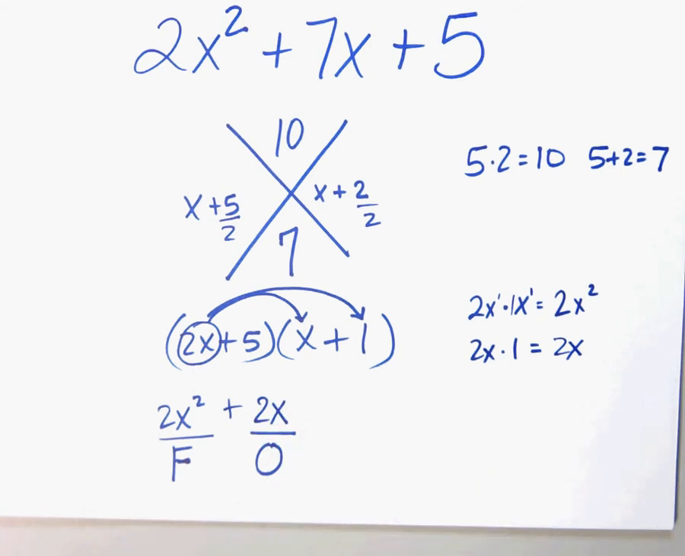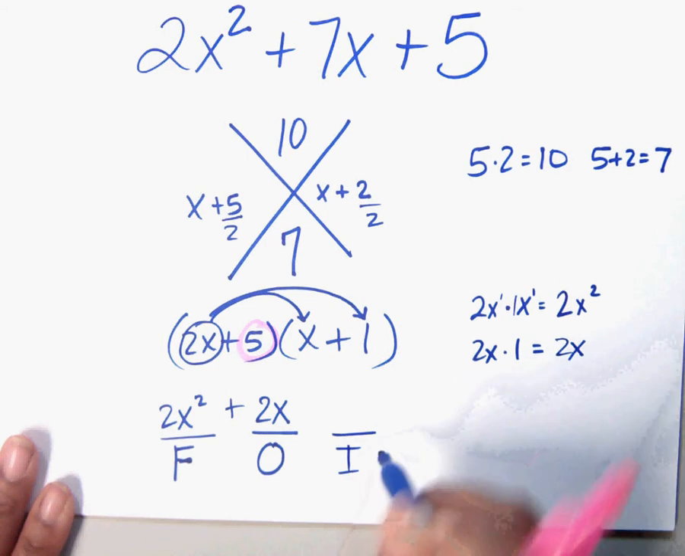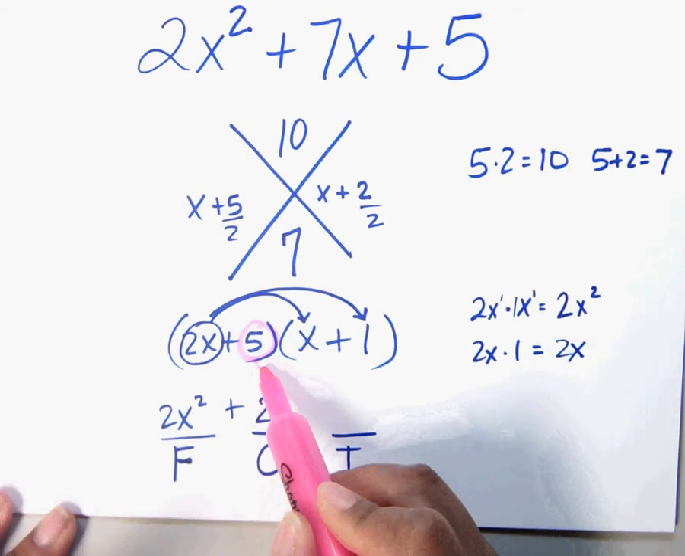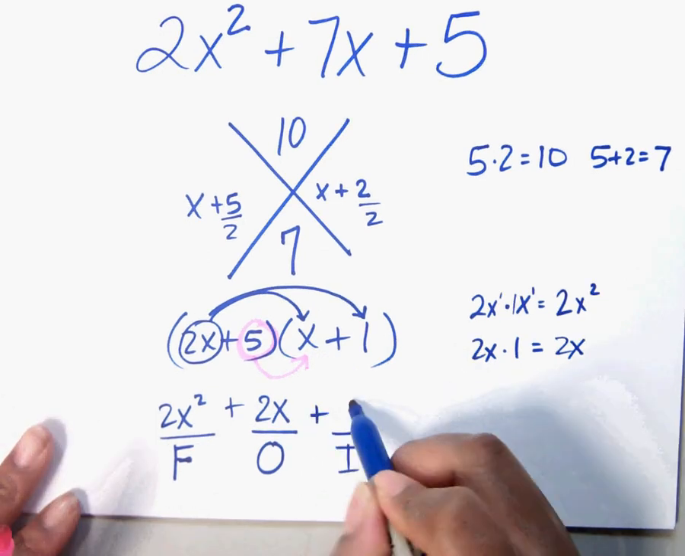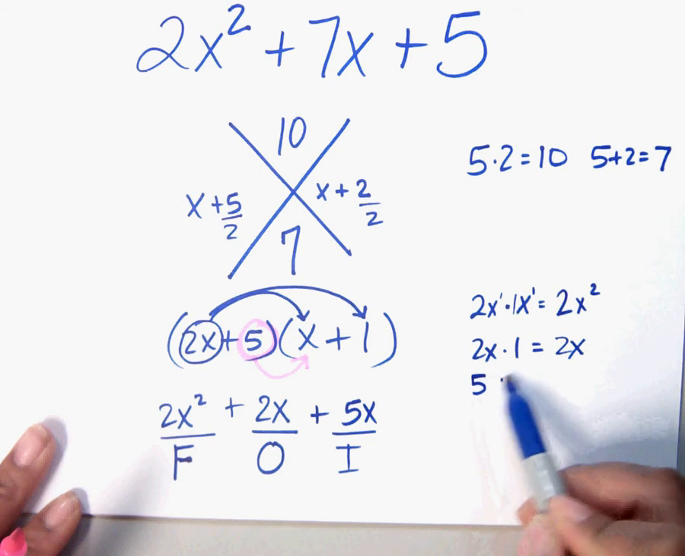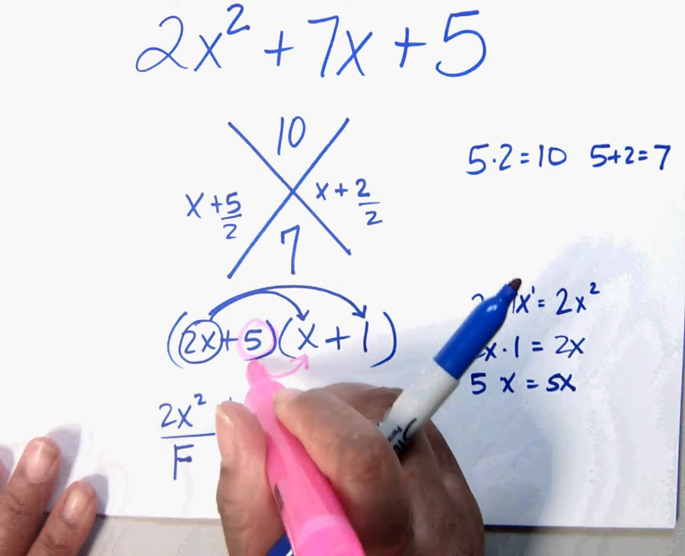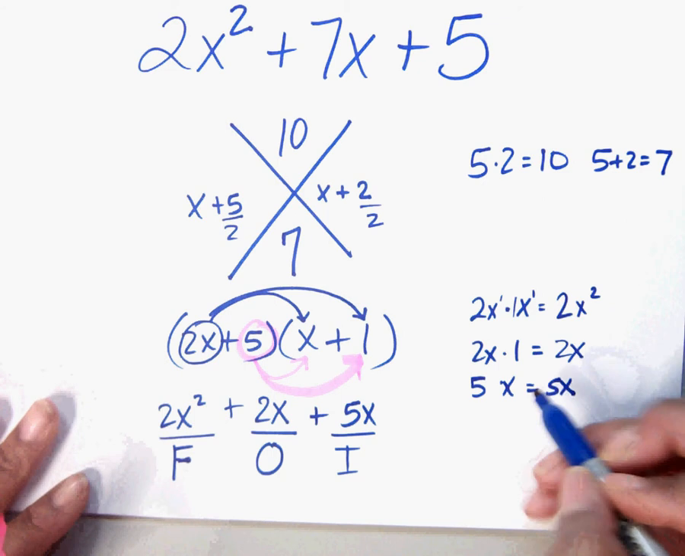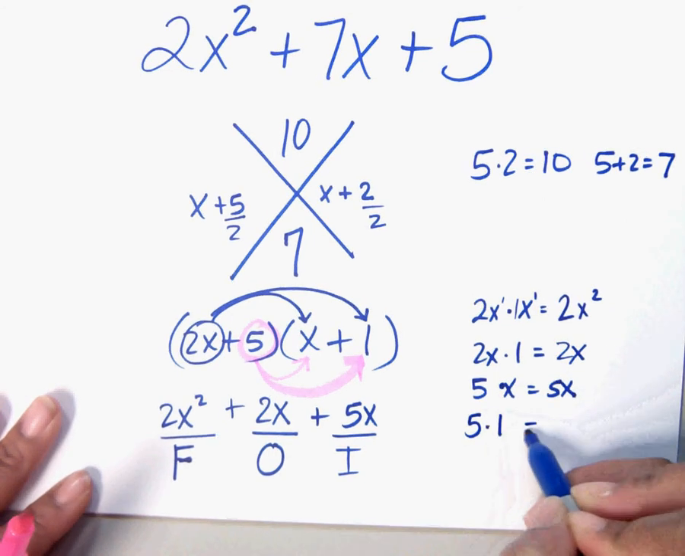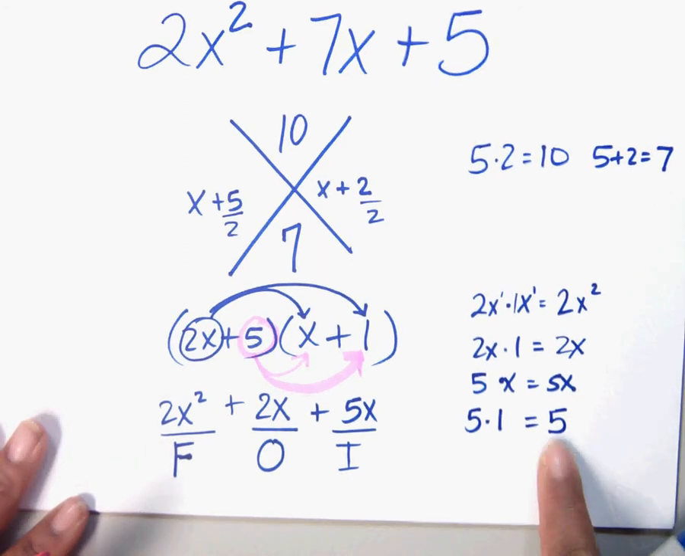Okay, who can tell me what to do next without me telling you? That's the inner one, so 5x. Good, that's the inner. So 5 times x is 5x. And 5 times 1. Not 5 times 2, 5 times 1. Which is 5. Now what term is that? The last term.